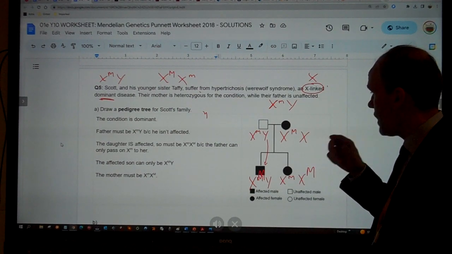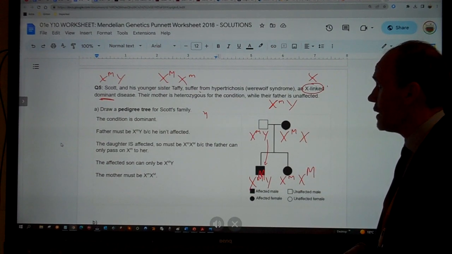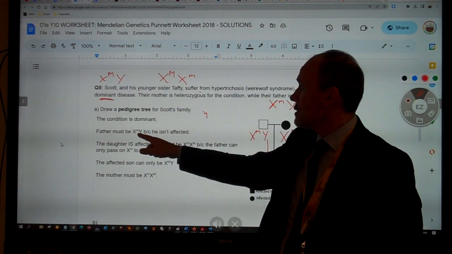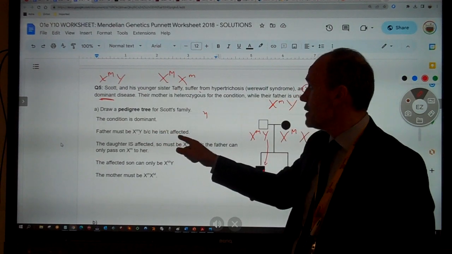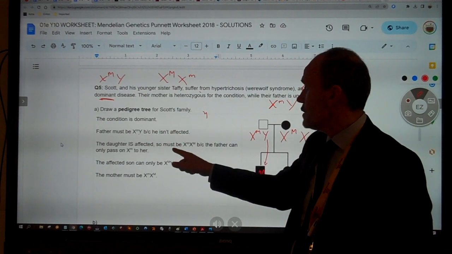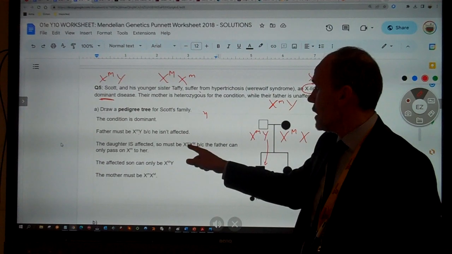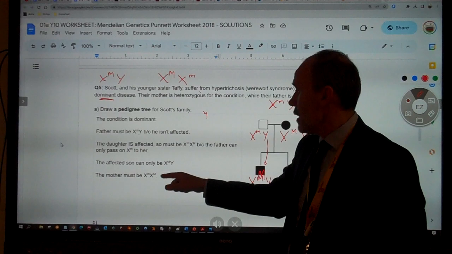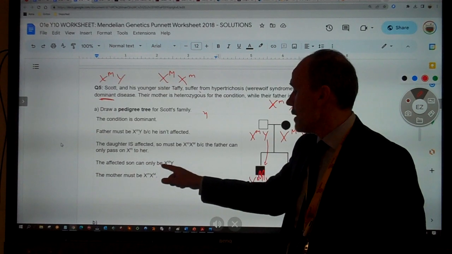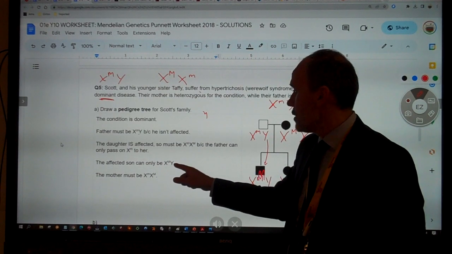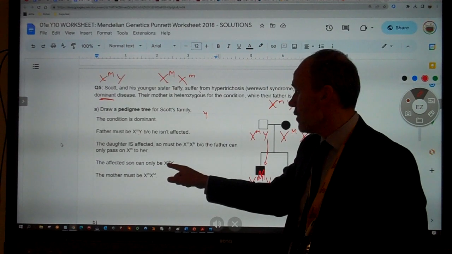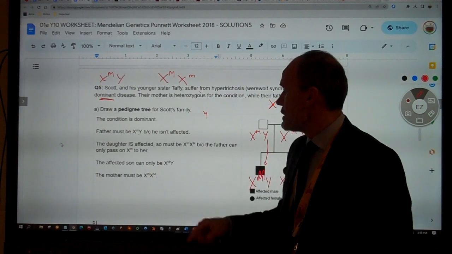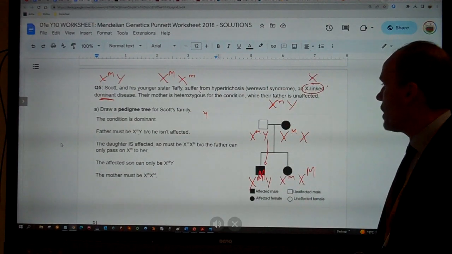And so we know the mother definitely has the condition, okay? So the condition is dominant. The father must be X, little m and Y, because he isn't affected. The daughter is affected, so must be little m and big M on her X chromosomes, because the father can only pass on the little m to her. The son can only be big M and Y, so he's gotten that from the mother, and the mother must be little m, big M.